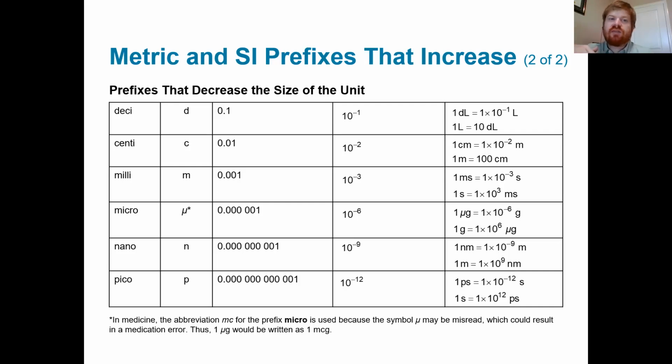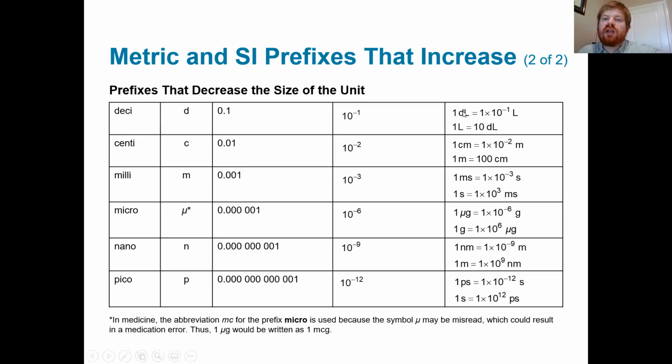So we start with deci, deci like decimal, right? And a decimal is 1/10. So deci means 1/10 or 0.1 of a unit. So 1 deciliter is 0.1 liters. So you take 10% of whatever it was, that's what the deciliter means.